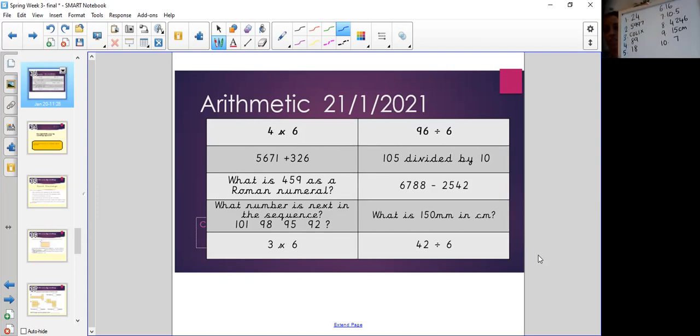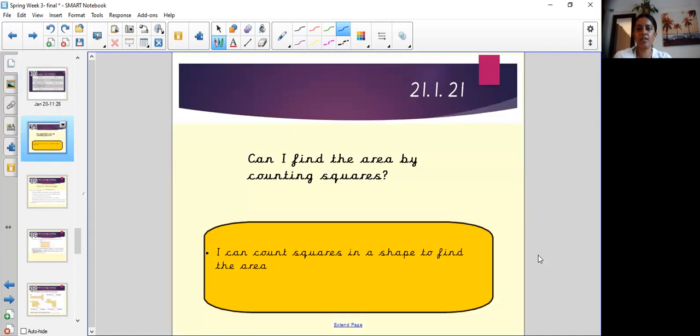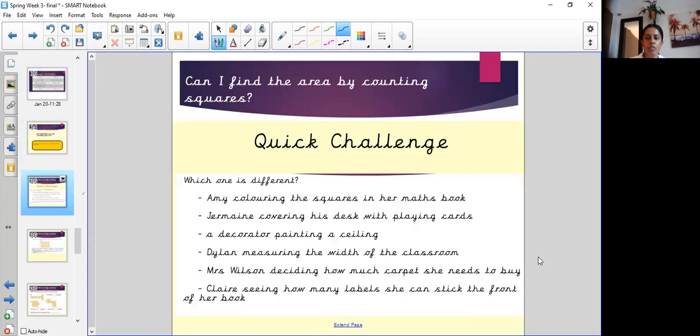So there we have your answers. You can check them and see what you've got. Let's see what we're going to learn about today. Yesterday we looked at an introduction to area, and in today's lesson we're going to look at finding area by counting squares, which will require a lot of pausing off your screen to do this. So let's see what our quick challenge is.